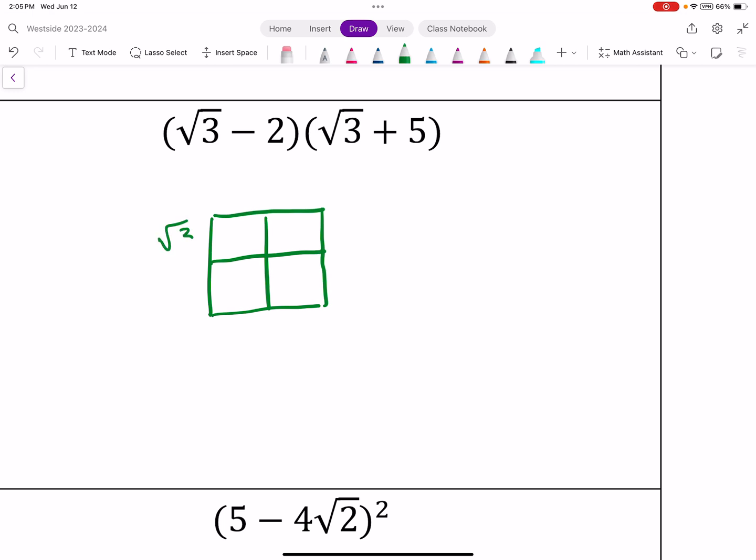So I'm going to have radical 3 and negative 2. And then I'm going to split my other binomial into radical 3 and positive 5. Then I'm going to multiply to get the box.